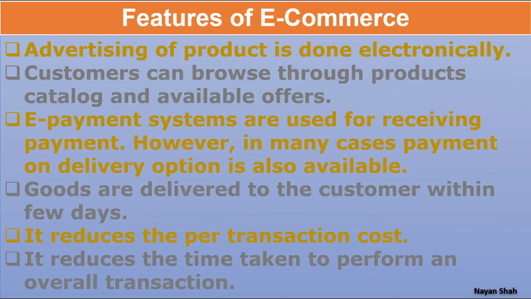Whereas the features of e-commerce: over there, advertisement of the product is done electronically. They don't need to actually keep the product hanging outside the shop because we don't know where that shop is. We don't know where the Flipkart shop is, we don't know where the Amazon shop is. And they don't even need it on a prime location. Customers can browse through the product catalog and available offers. So here they don't need any stock to keep in their shop.